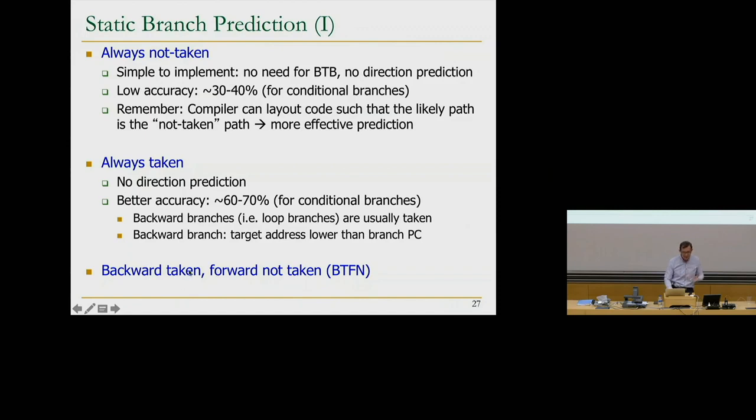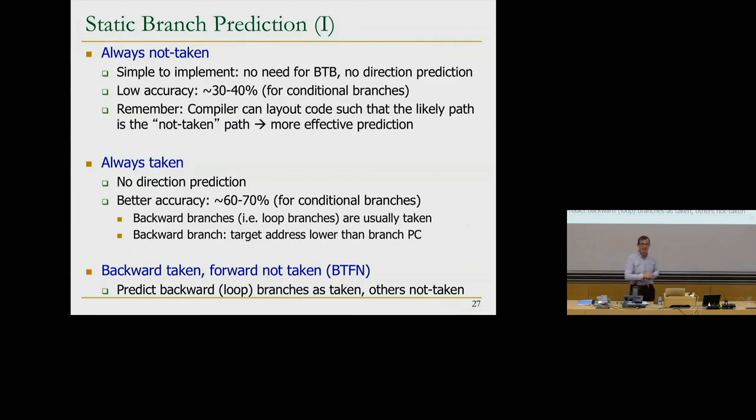So this is another mechanism. If it's a backward branch, you predict that it's taken. If it's a forward branch, you predict that it's not taken. So predict the loop branch as taken, all other branches as not taken. This leads to slightly better accuracy. Of course, the logic is a little bit more complex now, right? You need to figure out what's a backward branch and what's a forward branch.